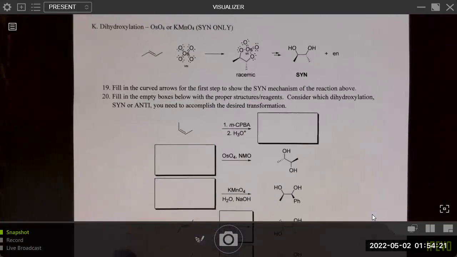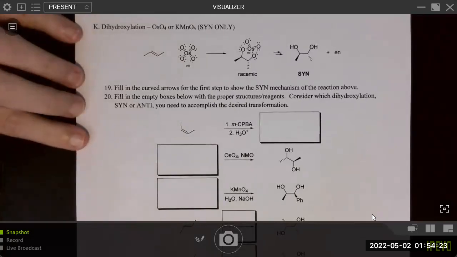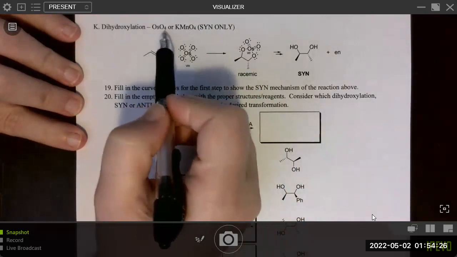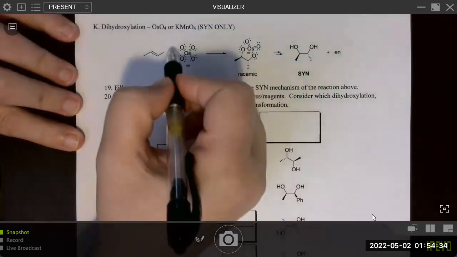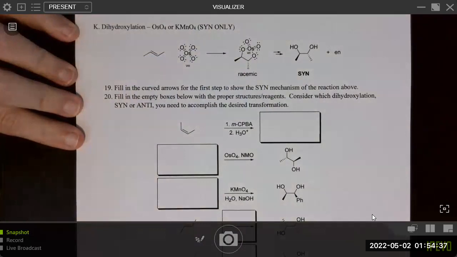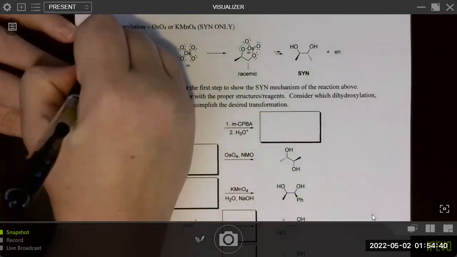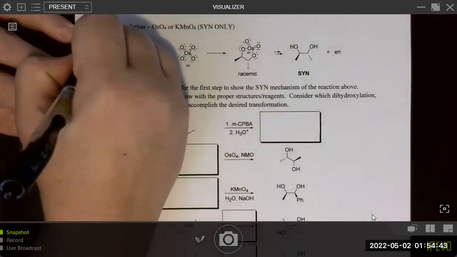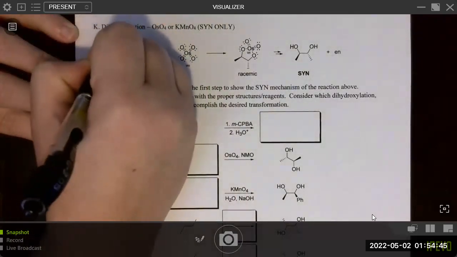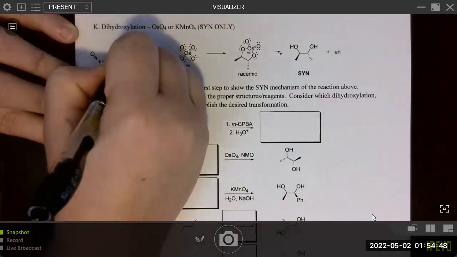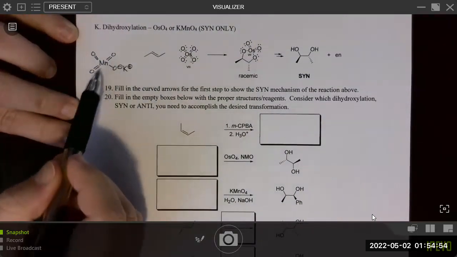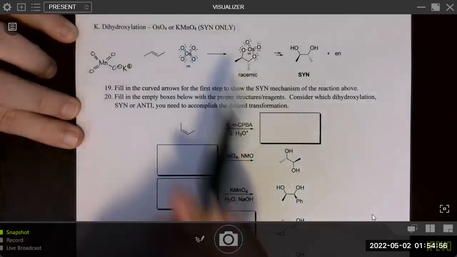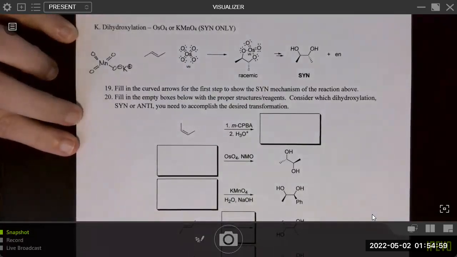All right, what about syn dihydroxylation? So syn dihydroxylation uses either osmium tetroxide or potassium permanganate. The potassium permanganate structure looks a whole lot like osmium tetroxide. You can see that there's a metal double bonded to oxygen, just like with the osmium. So that's why they react similarly.